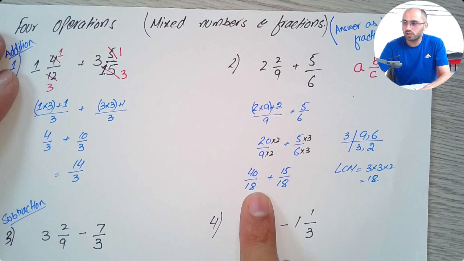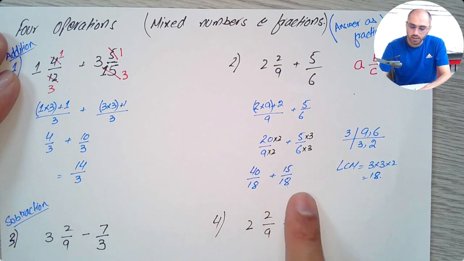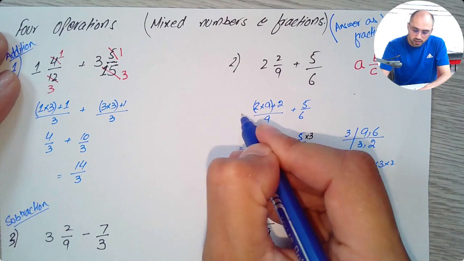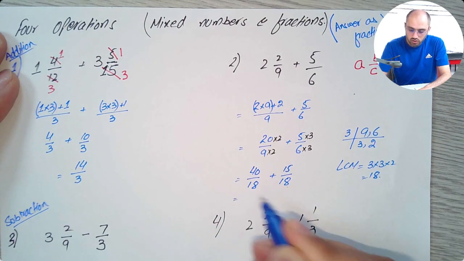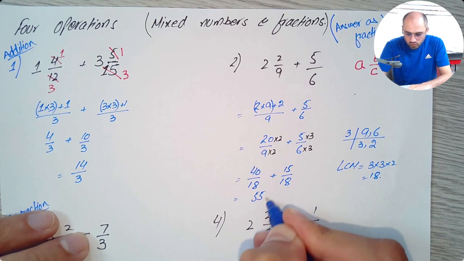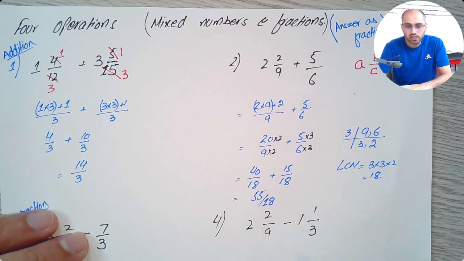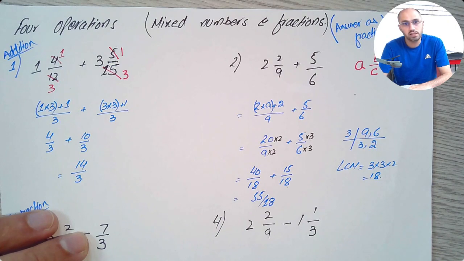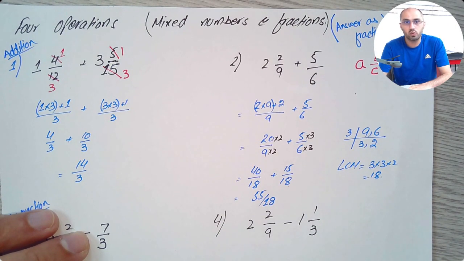Now, this is the same question, just like this one. I've got the common denominator. I'll go ahead and add the 2 numerators. So if you add 40 and 15, that gives you 55 over 18. Do ask yourself, can this be simplified? In this case, it can't be simplified, so therefore it will be my answer.